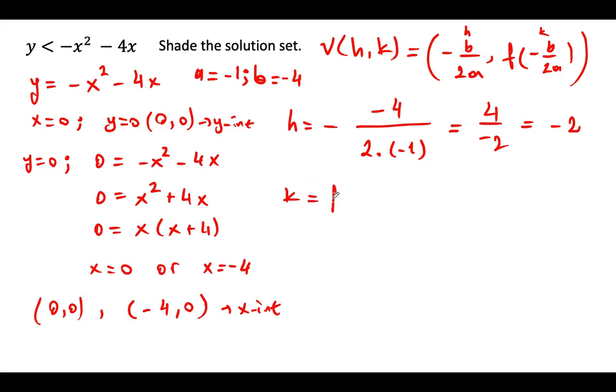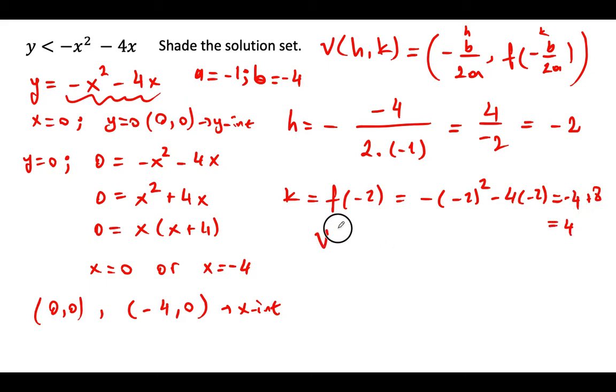And k is f of negative 2. So in my function it will be negative 2 squared minus 4 times negative 2. Negative 2 squared is positive 4, and minus negative 4, negative 2 times negative 4, is positive 8. It means 8 minus 4 is 4. So the vertex is negative 2, comma 4.